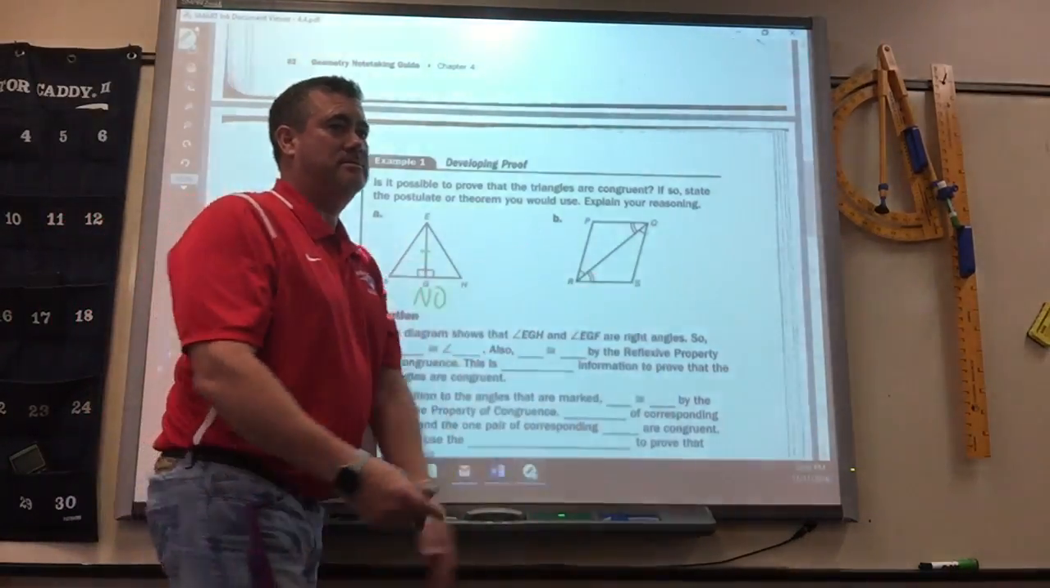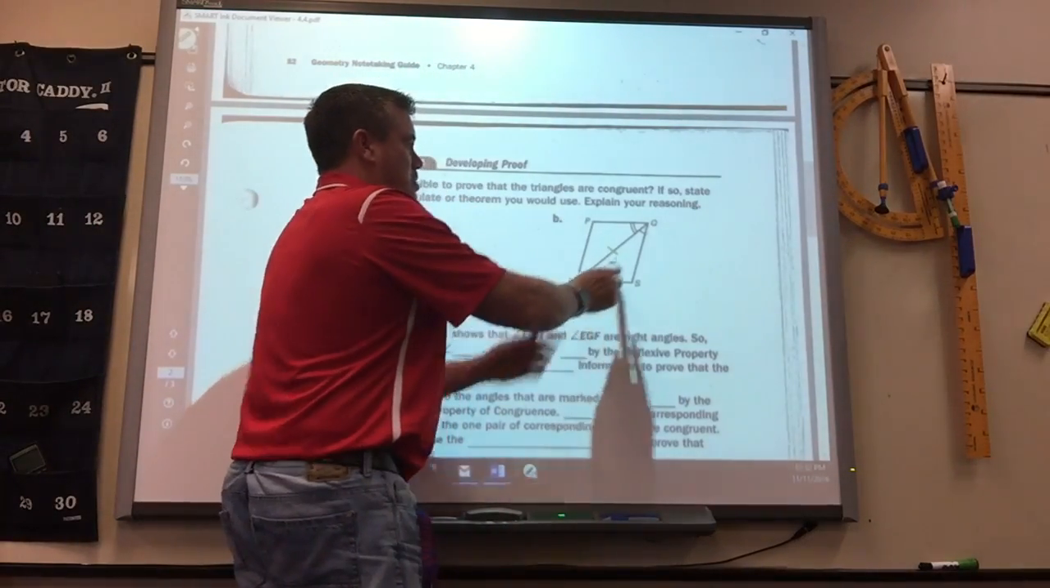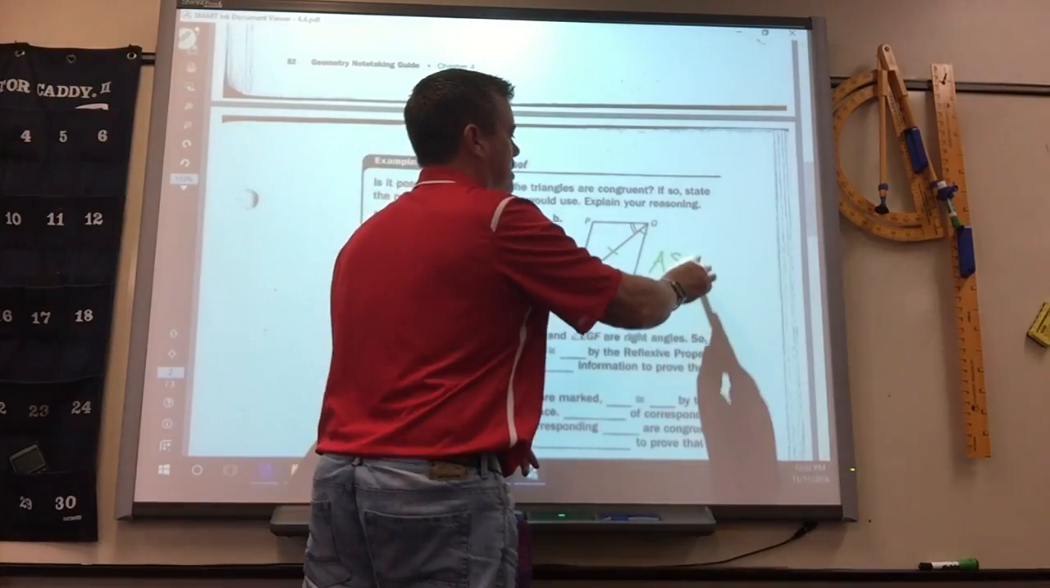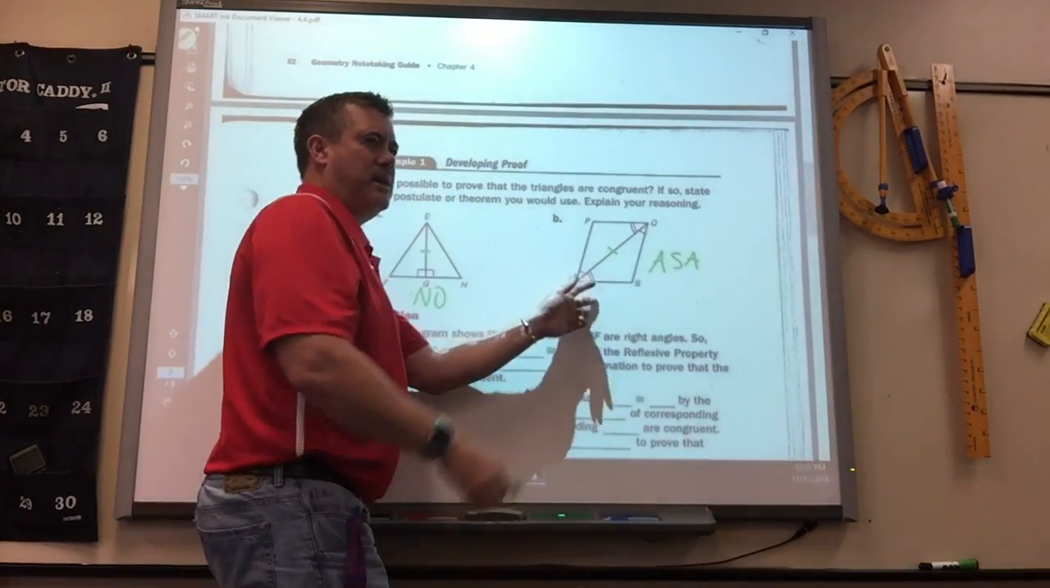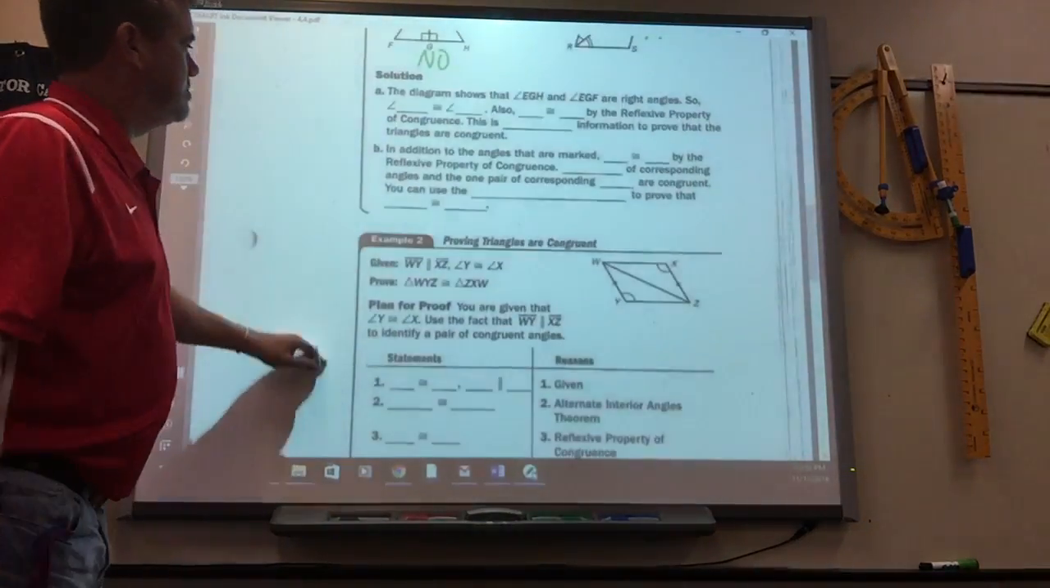This one. Yes, and what's the reason? The side angle. Yep, shared side. So this goes ASA. Does everyone understand why it's angle, side, angle? It's in order, yeah.